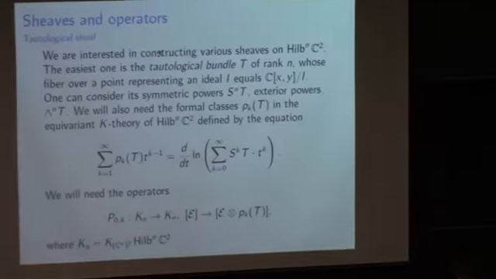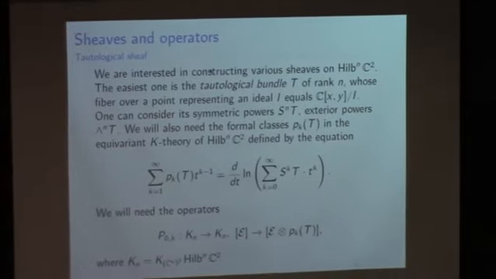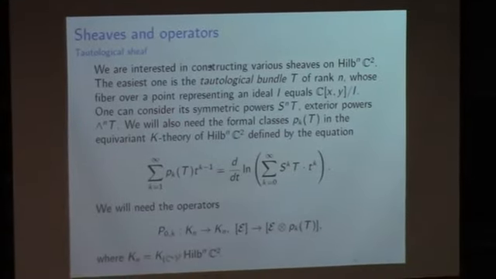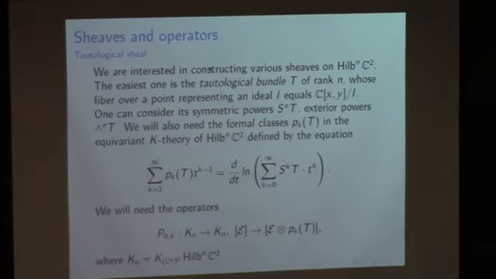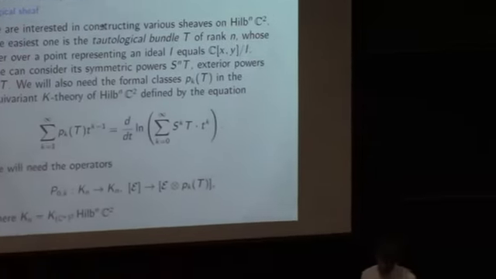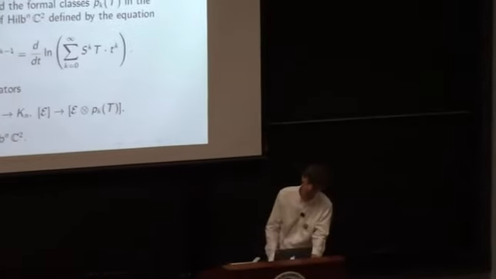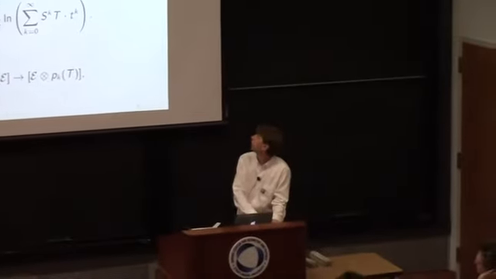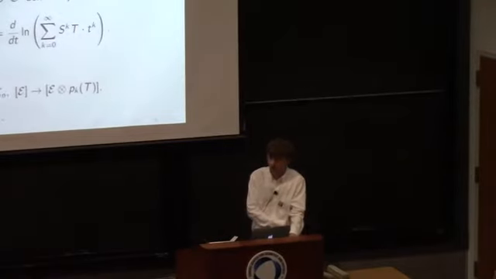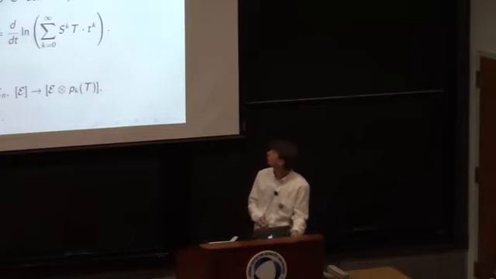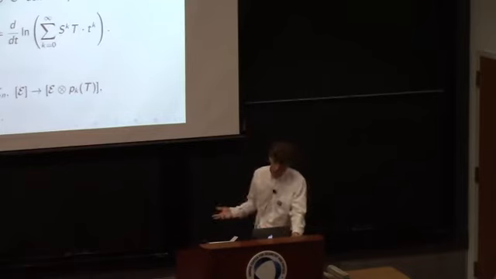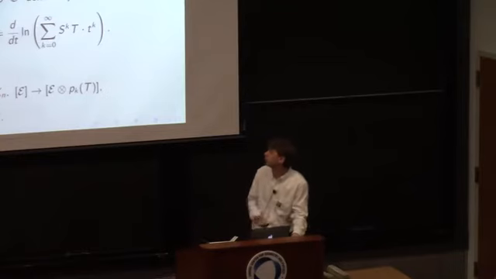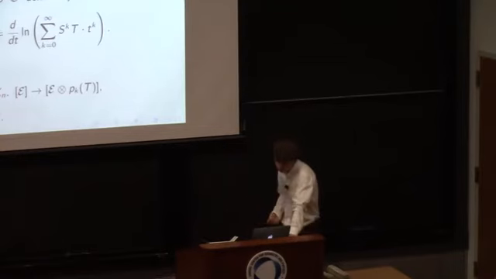So again, one classical sheaf that you can think of is the tautological bundle over the Hilbert scheme of points on C2. So this is a rank n vector bundle whose fiber over a point represented by an ideal I is just the quotient of the polynomial ring by I. So this is the ring of functions on this zero-dimensional scheme represented by this ideal. And we can also consider the symmetric parts of this thing, exterior parts of this thing, and these are all the most tautological bundles on the Hilbert scheme.